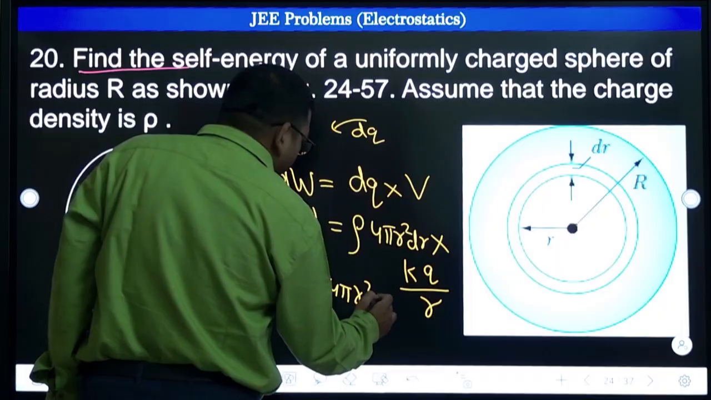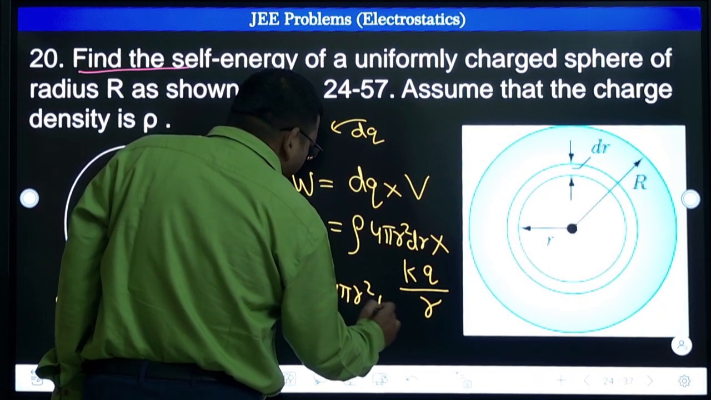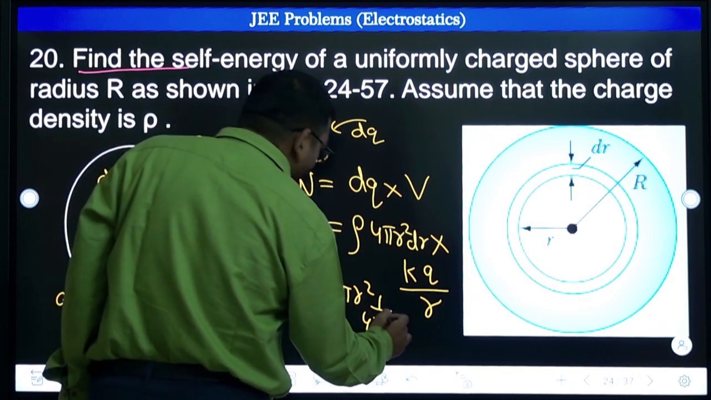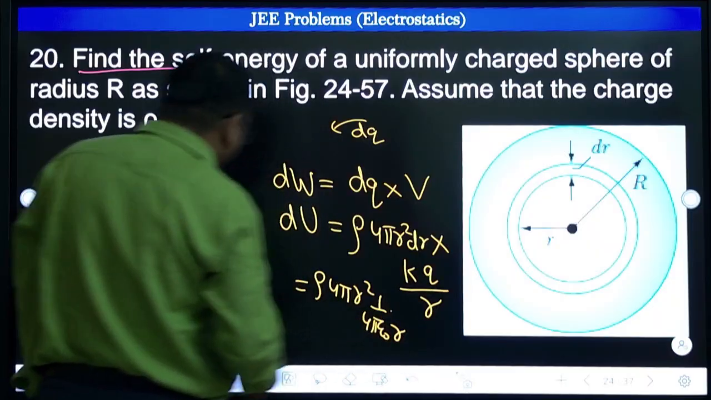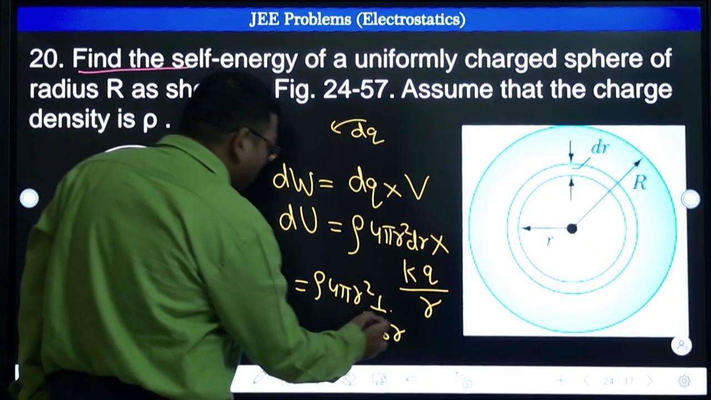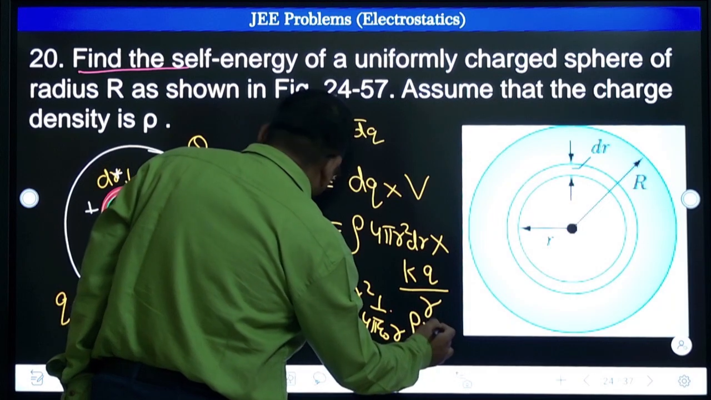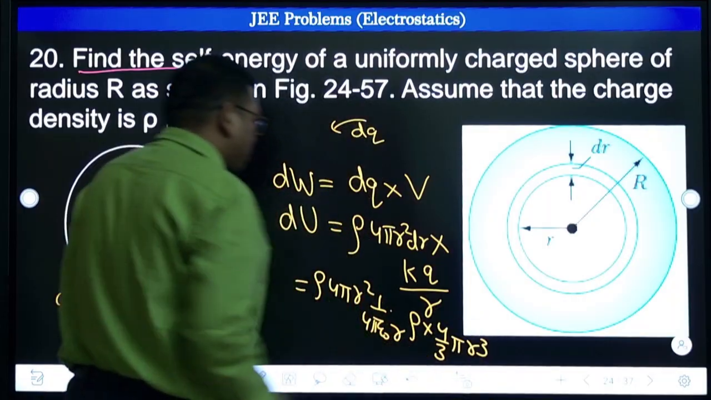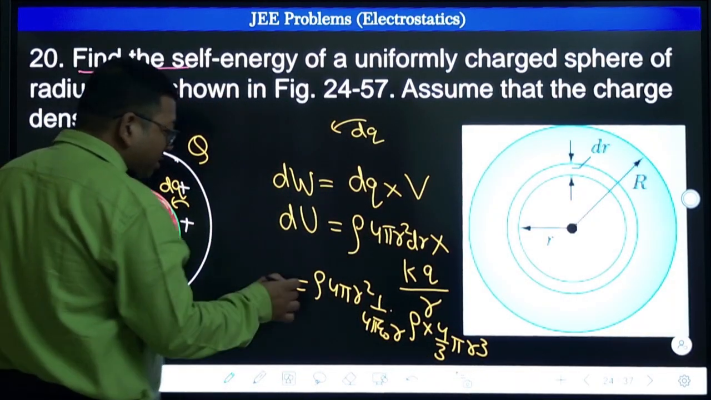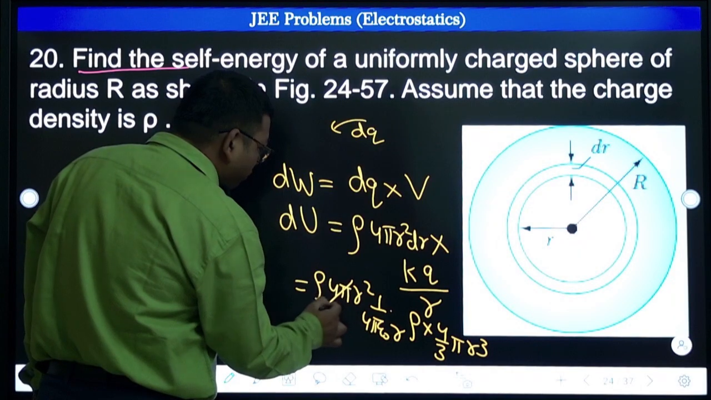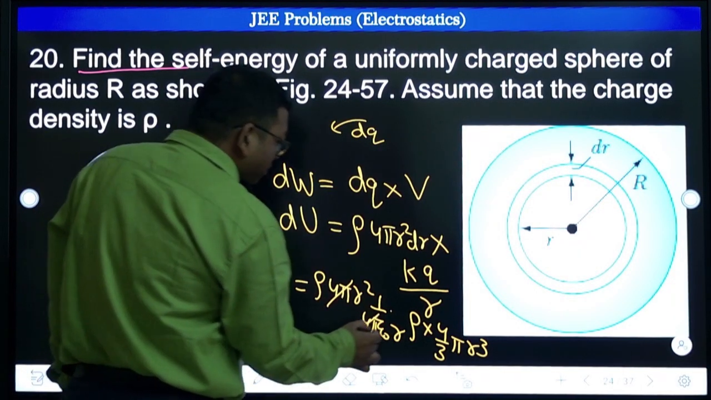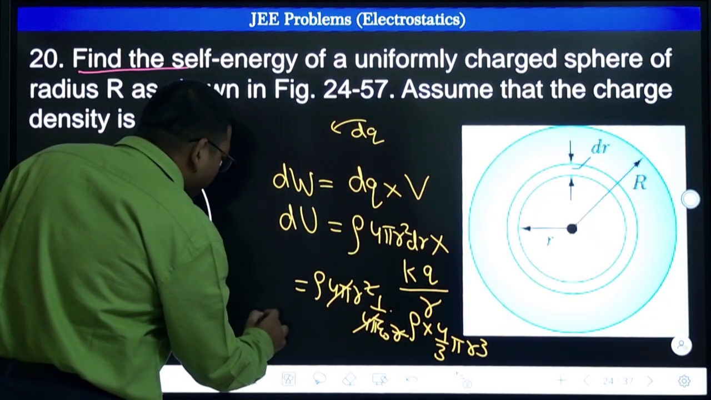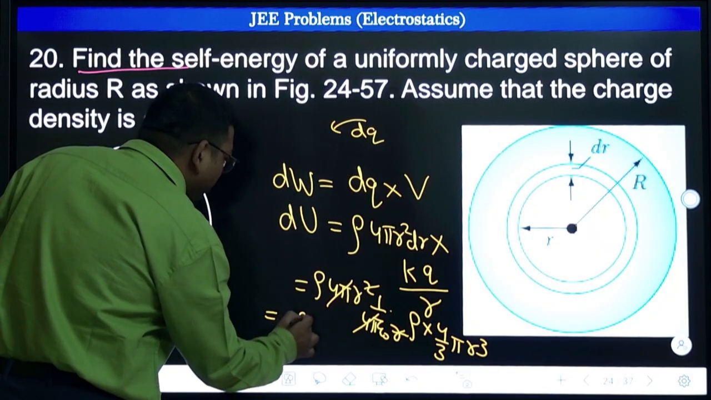K also, k I can write 1 by 4 pi epsilon naught. What is the big deal about that? This 1 by r is also there here. Q now I will write. Q is rho times 4 by 3 pi r cube. What do you get now here? See, something will be cancelling out. 4 pi gets cancelled. 1 r got cancelled. So what are we getting? Rho square has come out.